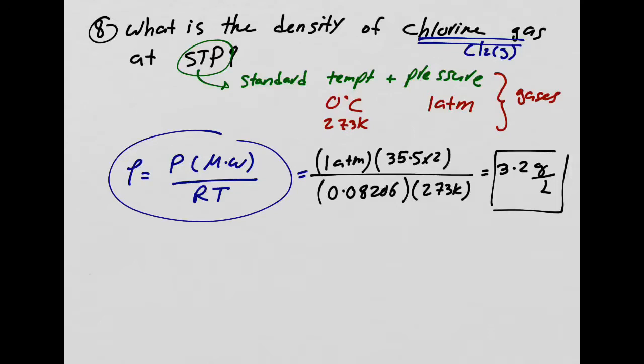So, make a note of this equation. This equation is for density of gases. Every time you have a density of gases, and density is basically mass over volume, if you rearrange the PV equals nRT, you would get this equation.